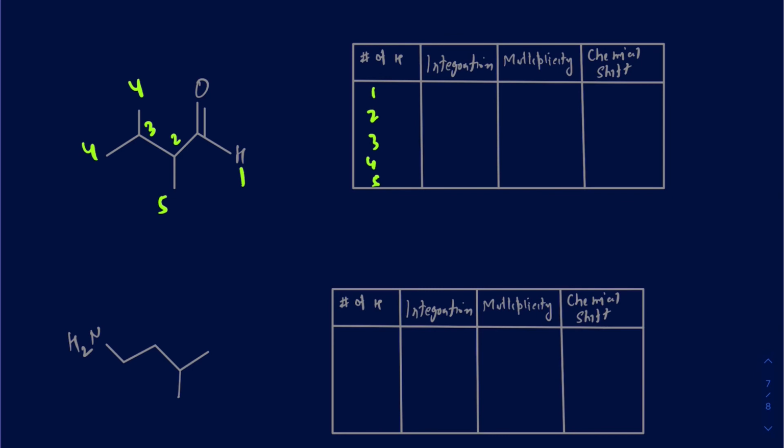So integration for 1 is just going to be 1H. And integration for 2 is going to be 1H as well. Integration for 3 is going to be 1H as well. For 4 it is 6H, and 5 is 3H.